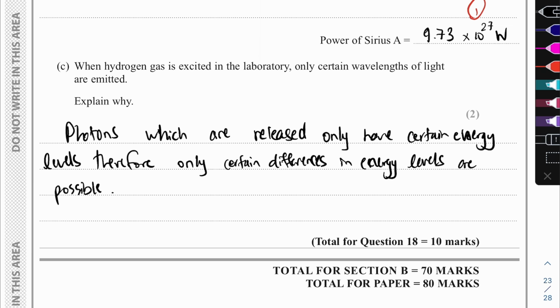So 1 mark for stating that they only have certain energy levels. 1 mark for saying there are only certain possible combinations of these energy levels. So this is why they're released, and this is why we get only certain wavelengths. So 1 mark here, 1 mark here. And this is the end of the paper. And I'll see you next time.